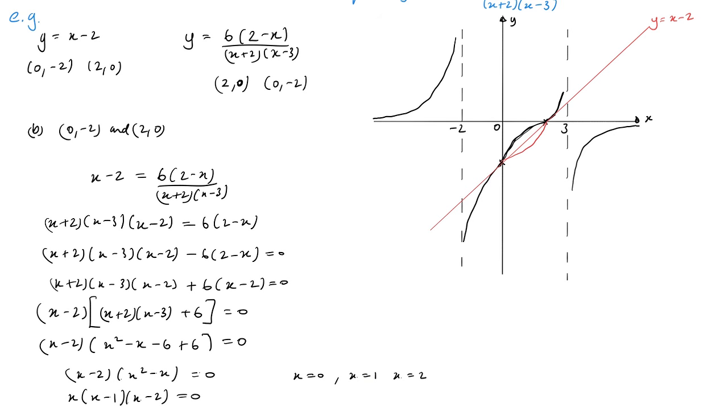So we know the coordinates of this one is 0, minus 2, and we know this one is 2, 0. Now, substituting 1 into one of my originals, so I can substitute it into this one. For example, y equals x minus 2. Substitute 1 in here, we get 1 minus 2 is minus 1. So this is 1, minus 1. So there is a third point there.